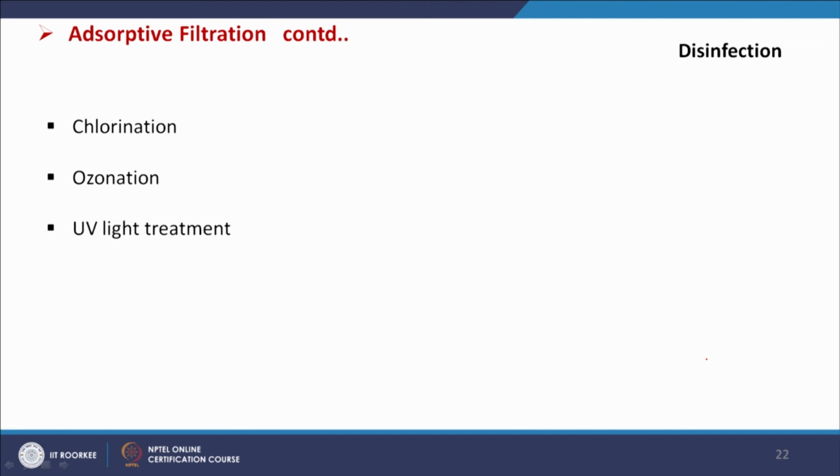And then disinfection, which takes place at the last stage of the treatment, the tertiary treatment, is coupled, we can say, with any tertiary treatment step. Here the main objective is to remove the pathogens, and chlorination, ozonation and UV light treatments are normally used. We discussed these during drinking water treatment, and the same processes are also followed in industrial treatment as well.